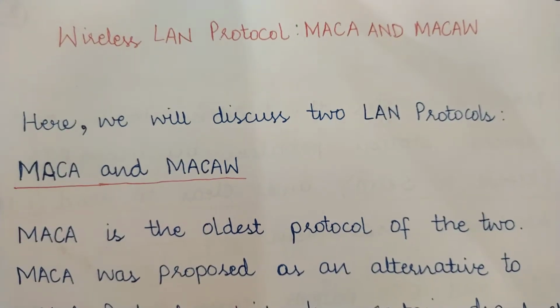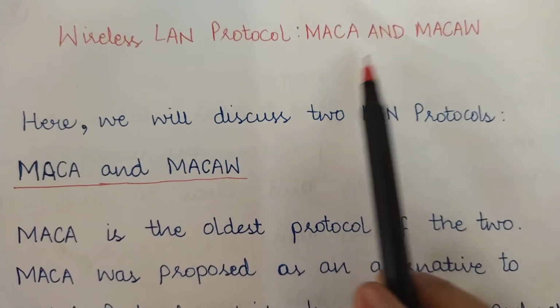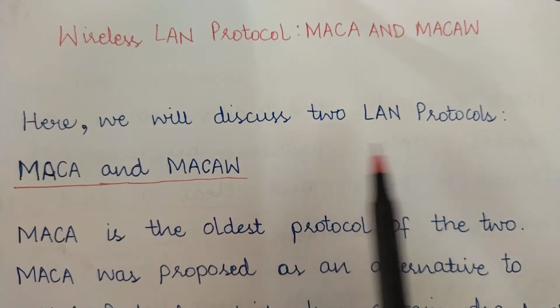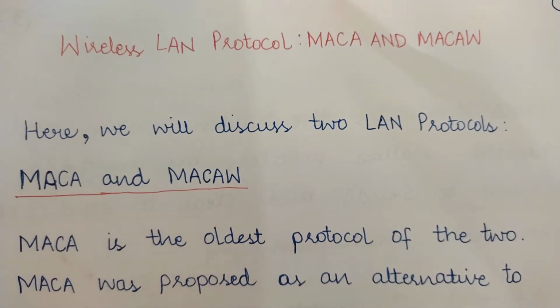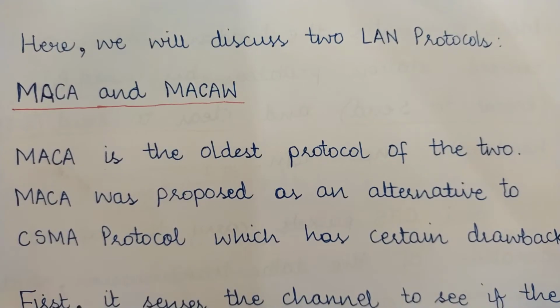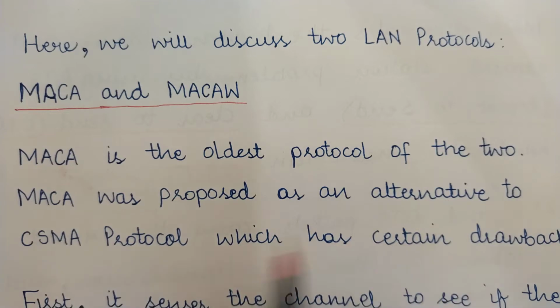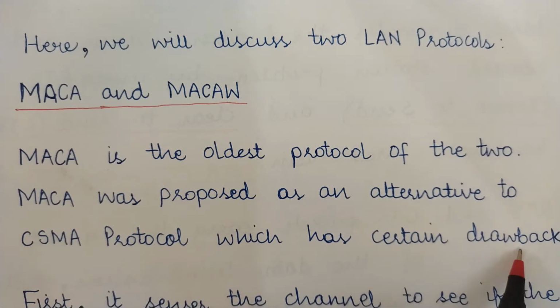My students, today we are going to study two very important protocols of wireless LAN, MACA and MACAW. So we will discuss these two LAN protocols which are known as MACA and MACAW. MACA is the oldest of these two protocols. MACA was proposed as an alternative to the CSMA protocol, which has certain drawbacks.